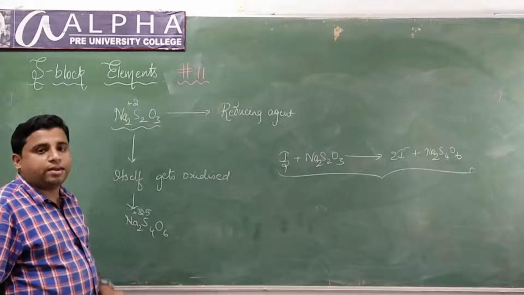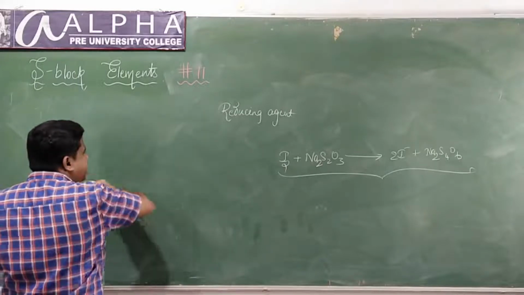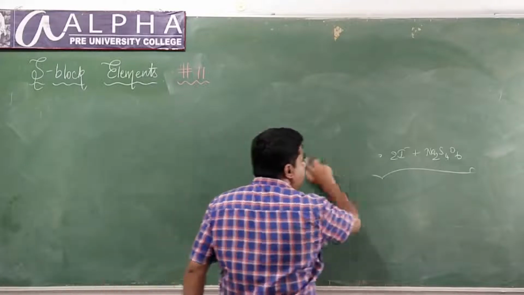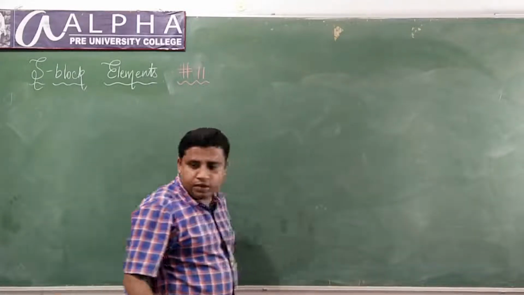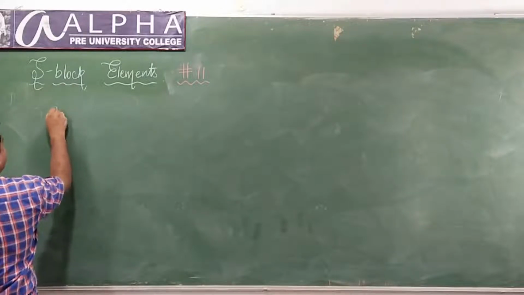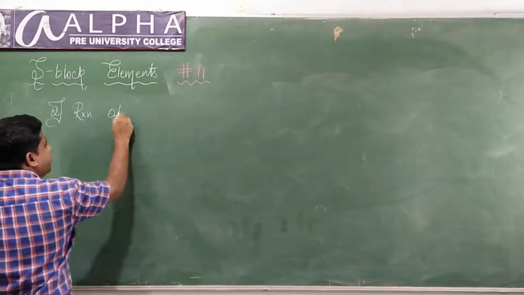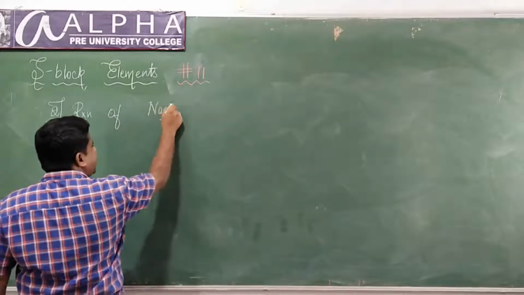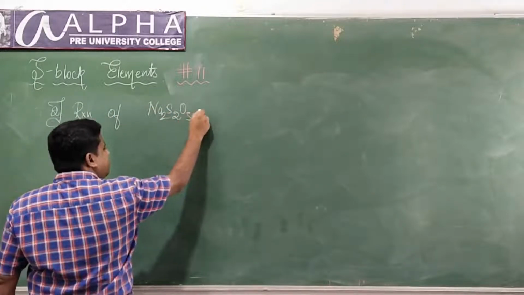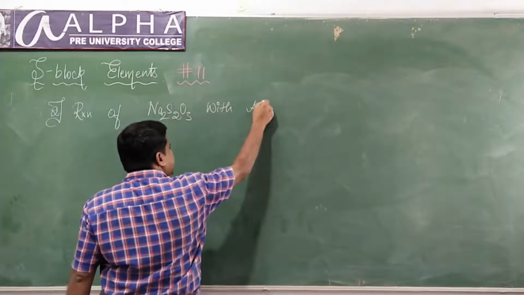Now we shall complete the other chemical properties of sodium thiosulfate. We have two more chemical reactions of sodium thiosulfate. Which are those two more? The next chemical property is the reaction of sodium thiosulfate with silver ions, Ag plus ion.